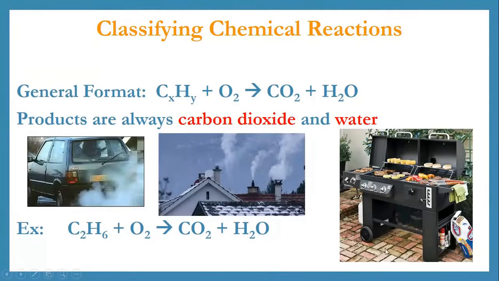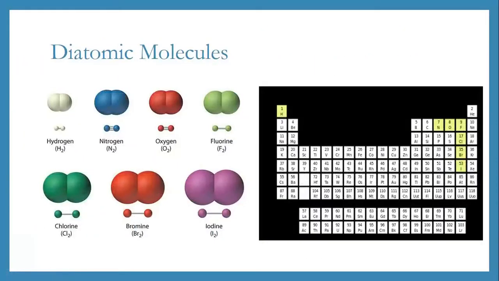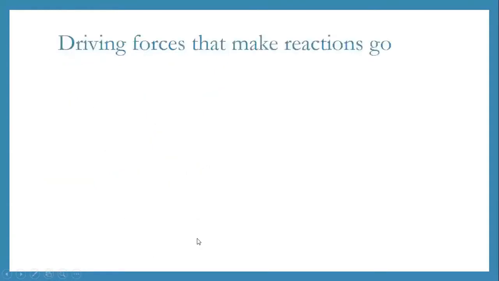All right, last one is combustion. In a combustion reaction, you make carbon dioxide and water from some hydrocarbon and oxygen, and this is how we burn things and get our fuel and whatnot. And that's that. Pretty much diatomic molecules: remember, there are 7 that exist as diatomic molecules.